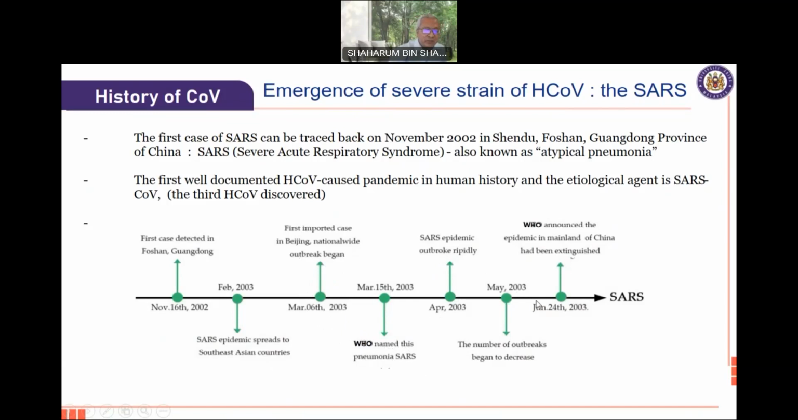However, in May 2003, the number of outbreaks was getting less and less. It began to decrease, and on June 24th, 2003, the World Health Organization announced that the SARS-CoV epidemic in mainland China had been extinguished. So the epidemic lasted not even 2 years. It started on November 16, 2002, and ended on June 24th, 2003. This is the first emergence of a severe strain of human coronavirus, the one known as SARS.